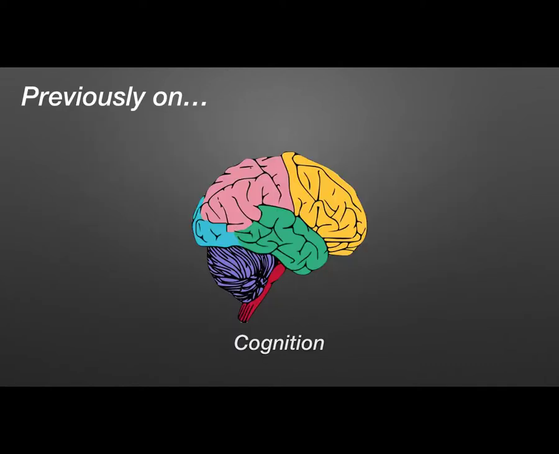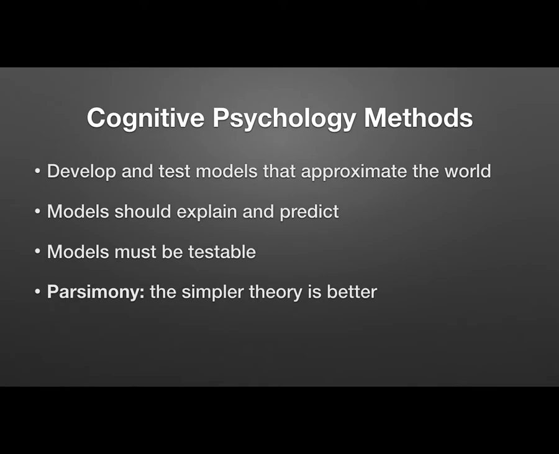So previously we talked about cognition. Just to give you a little bit of a refresher on what we talked about last time, we talked about cognitive psychology in general, methods in cognitive psychology. Basically, the idea was that cognitive psychologists like to create models, test those models, refine those models, and those models should be able to explain what goes on in the world and also predict what's going to happen. And they have to be testable, and so you test them, you refine them, and you want the simplest model possible.